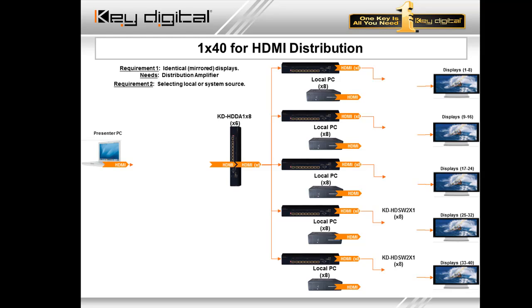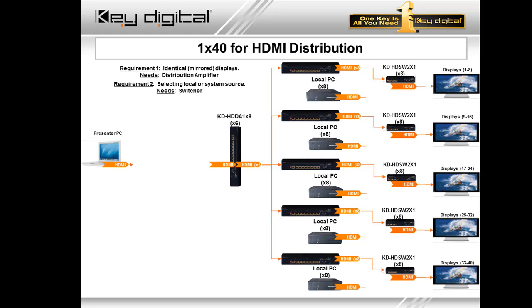Requirement number 2 is selecting the local source, in this case the local PC, or the system source, in this case the presenter's PC. How do we do that? Each display is going to be integrated with a KD HDSW 2x1 switcher, allowing that, again, A/B switch. Am I viewing the presenter's PC? Am I viewing the local PC?